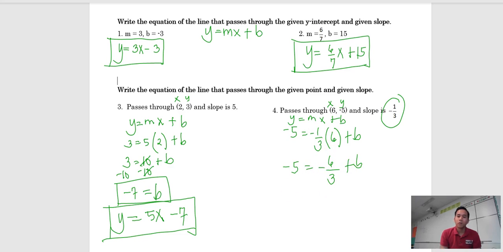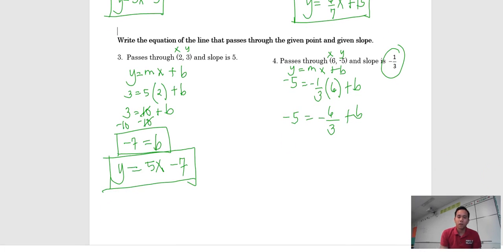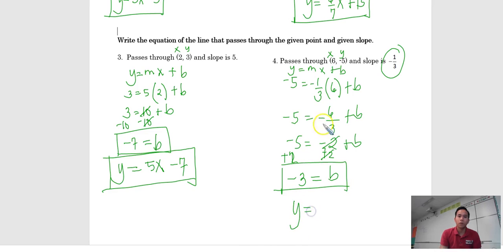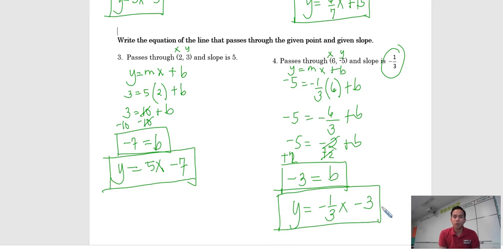And then you have to simplify the fractions that you have there. So negative 5 is equal to 6 divided by 3, which is negative 2, plus b. I'm going to add 2 to both sides to find the value of b. This will be cancelled, so b is equal to negative 3. So you can now write your equation as y is equal to, your m is negative 1/3, x minus 3. So this is now the equation of the line that passes through the point 6, negative 5 and with a slope of negative 1/3.